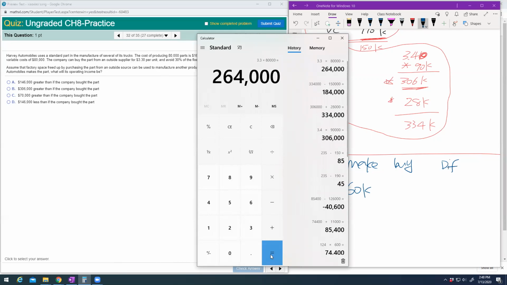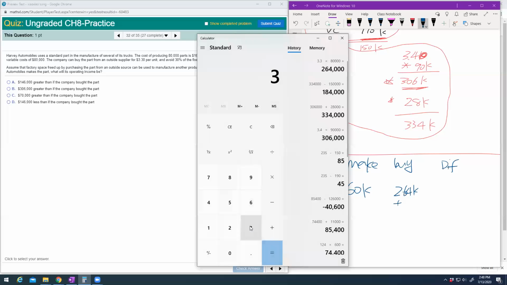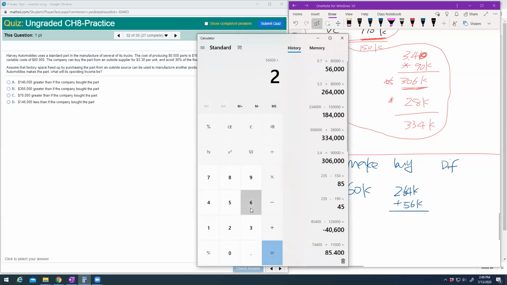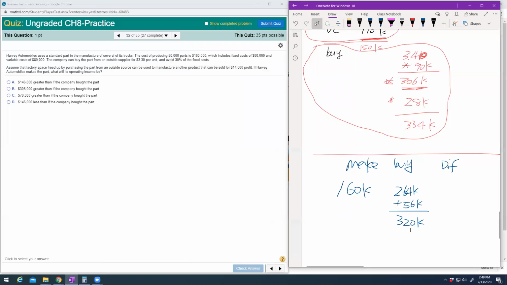So that is the relevant variable cost for buy, 264,000, plus the fixed cost. Fixed cost, you can avoid 30%. Sorry about that. So you will still have to pay 70% of the original, which is 80,000, so it will be 56,000. You add together 264,000, which gives you 320,000. So if you make, total cost is 160,000; if you buy, total cost is 320,000.